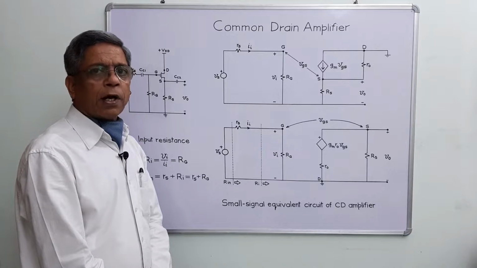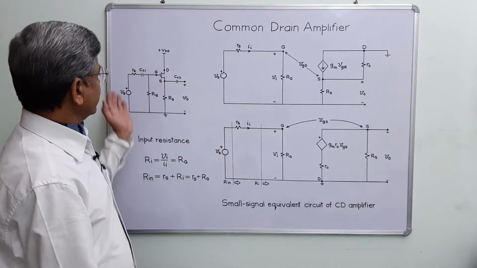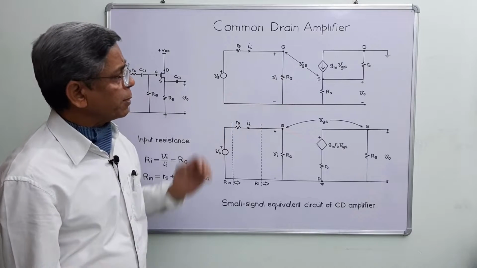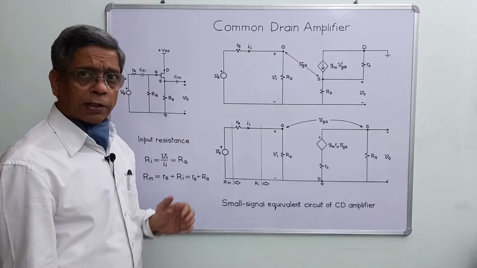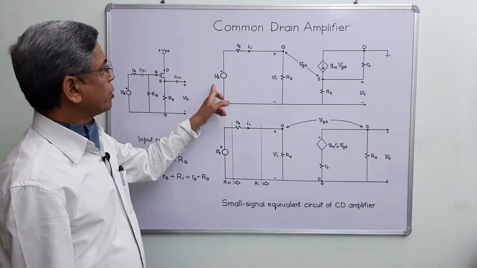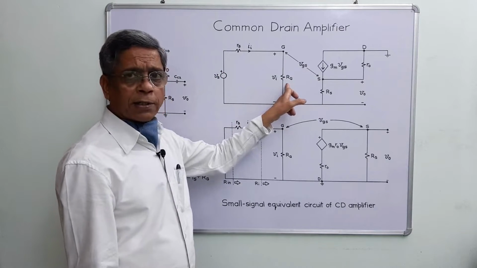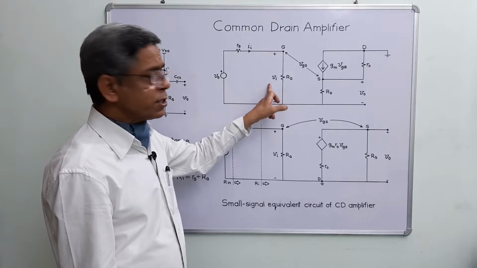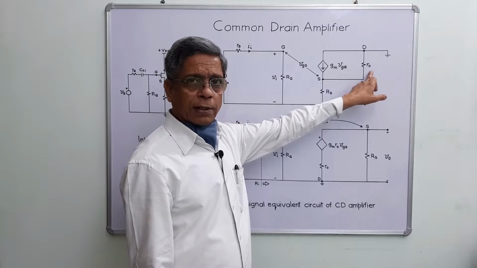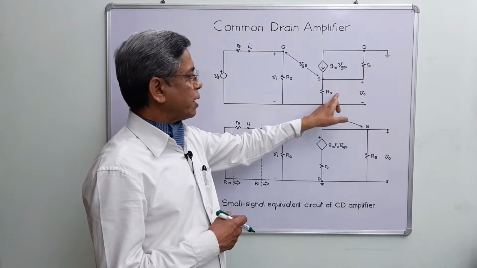Now I will explain how to draw a small signal equivalent circuit of common drain amplifier. This is the basic fundamental circuit of common drain amplifier, and this is the most fundamental way of sketching a small signal equivalent circuit for it. This is the input voltage source, and this is the input resistance of the input voltage source, and RG is the bias resistor. VI is the input voltage across RG, and RS is the source resistor, R0 is the output resistance of the device, and output is taken across RS.